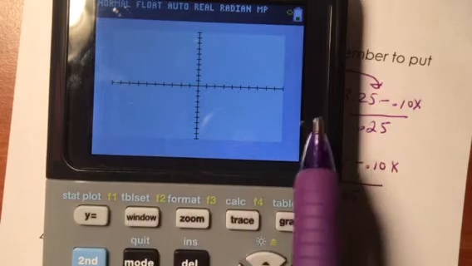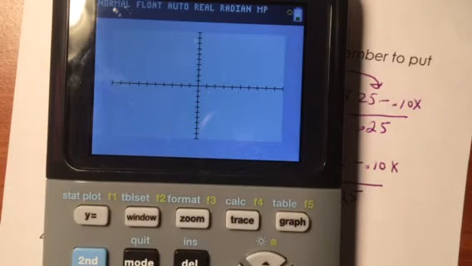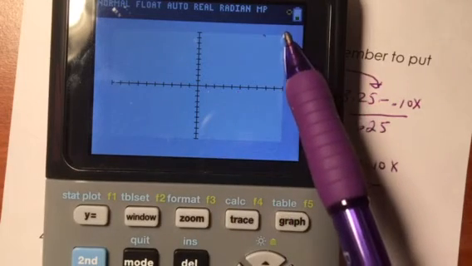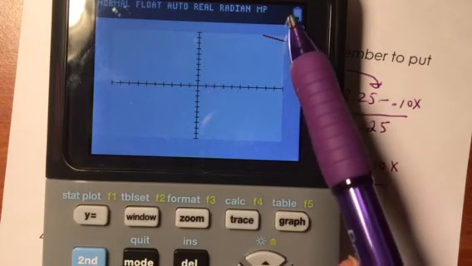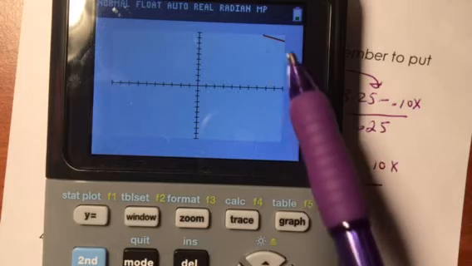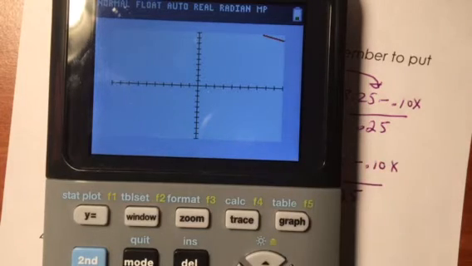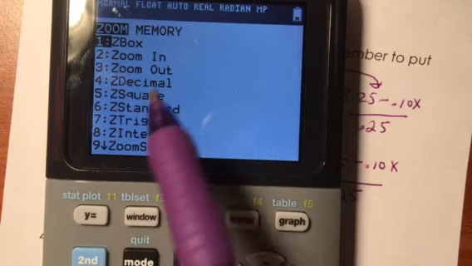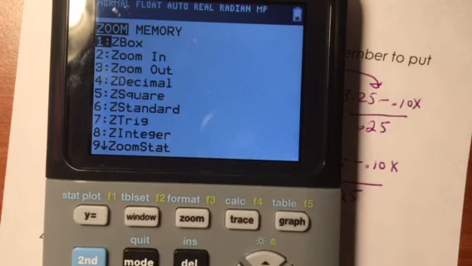We're going to make sure that we can see this intersection. So since we can't see the intersection, if you can see this little movement here, it was saying that it was still working. I can't see anything, so I have to press the zoom, and I need to zoom out. So I need to press the number 3.